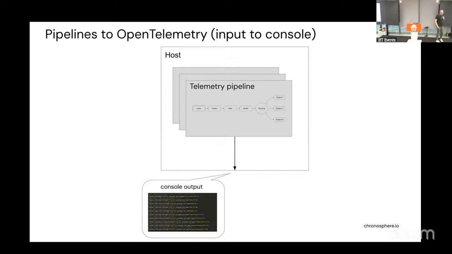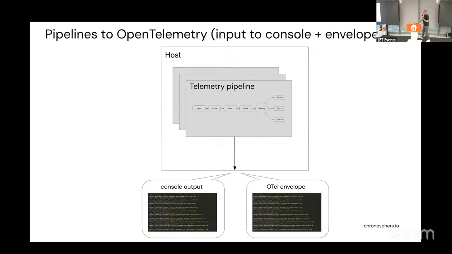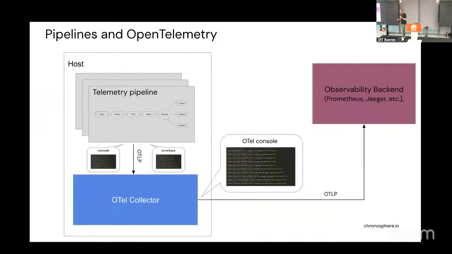You're going to see the console output, so you can see the logs being generated. And then you're going to turn it into an OTel envelope. That means OTLP, right? OpenTelemetry Protocol. I'm going to show you what that looks like. And then we're going to send it to a backend through the OTel collector. So we're going to start up an OTel collector. We're going to ingest it and see it coming out of the output there.